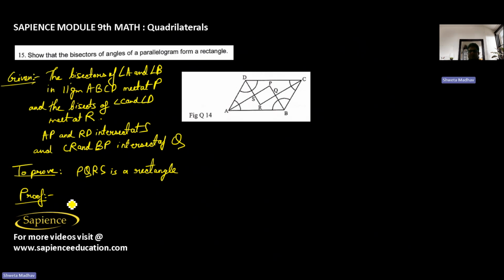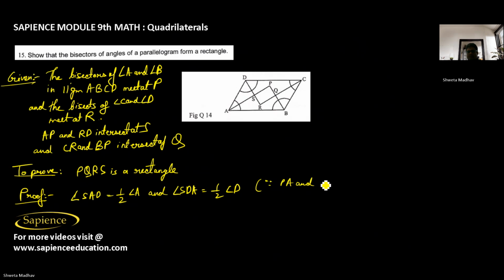So now angle SAD is equal to half of angle A, and similarly angle SDA is equal to half of angle D. Since you can see that PA and RD bisect angle A and angle D respectively, which is given.